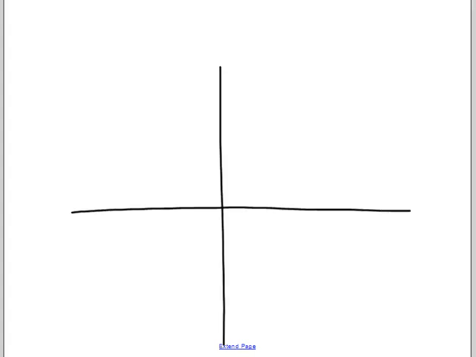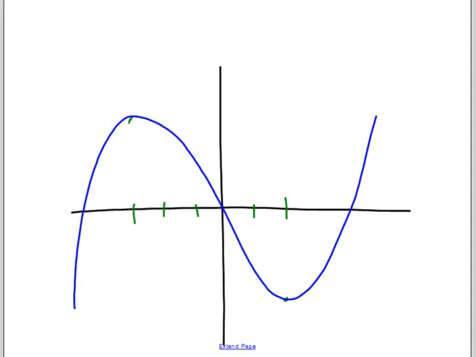So let me show you something here. This original graph was a cubic. At negative 3, I had a max. At 2, I had a min. So ballparkish, this graph looks something like that, right? Now that's f.